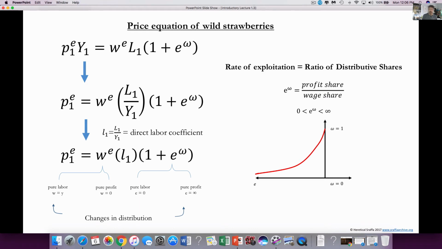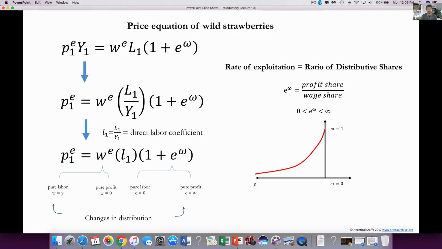So the maximum value, which is 1, is when wages are completely paid, that is to say, all the net output goes to the workers, down to the situation when the wage share is 0. Here, as the wage share moves from 1 to 0, wages fall and profits rise.